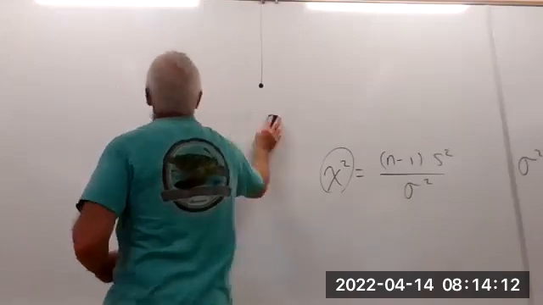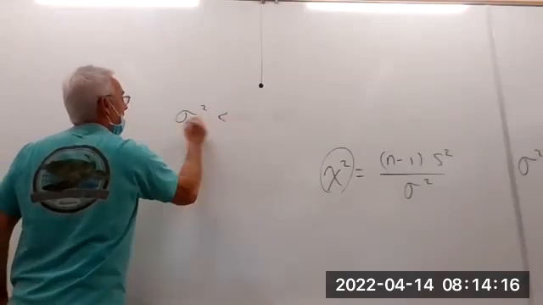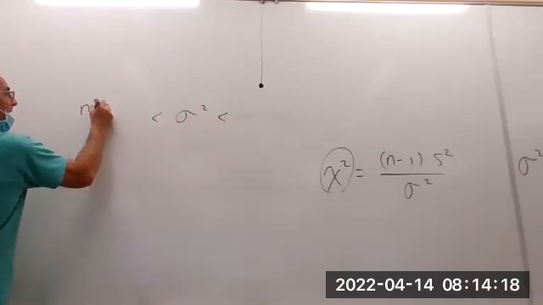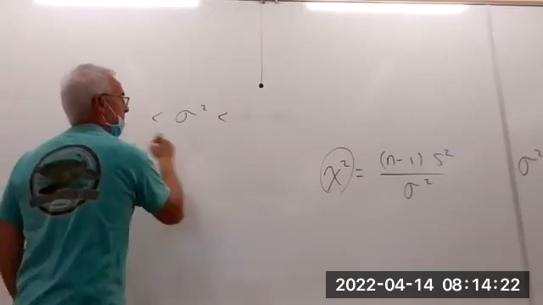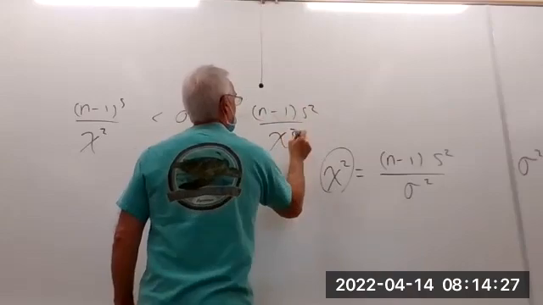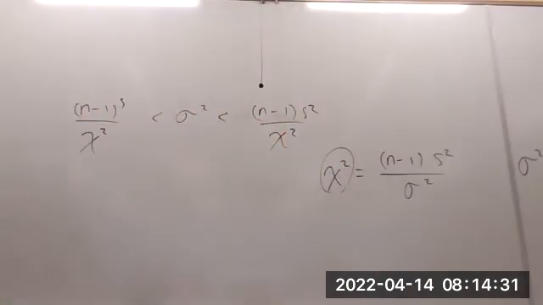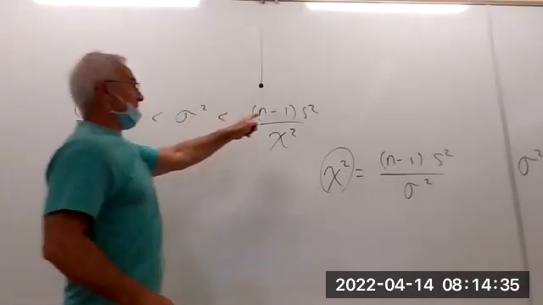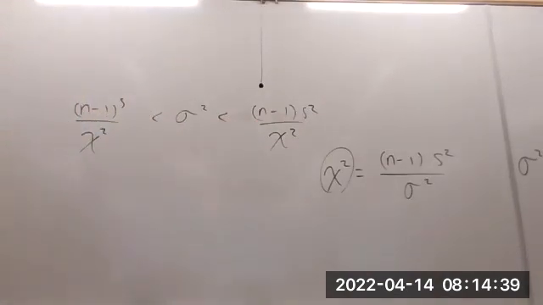This is totally different from what we did before. The true value of sigma squared is going to be between n minus 1 times s squared over one value, and n minus 1 times s squared over a different value. Now, n minus 1 and s squared are known. That's given. That's the numerator. We're going to look up the chi-square.